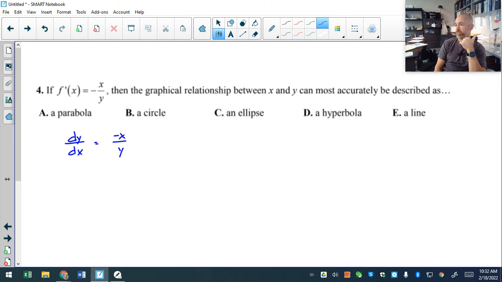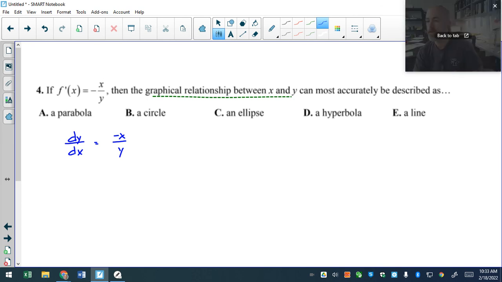I would replace the f prime with dy dx, and you're finding the solution, the graphical relationship between the two. You figure that out by looking at the equation of the graph, and basically it's asking what does this graph produce. All right. So see if you can solve that differential equation. And then we'll look at it and see if we remember what each of these look like.